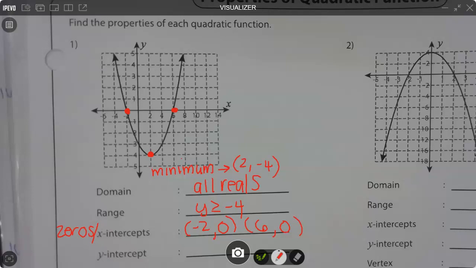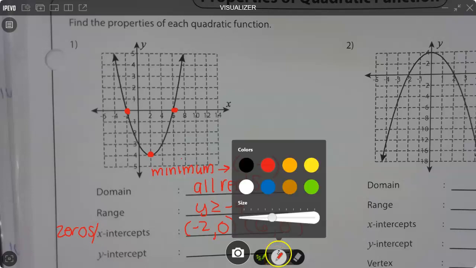If I asked you to describe these not as the x-intercepts, but as the roots, then you list them as x equals. So I ask you for roots, you tell me x equals -2, x equals 6. That's the difference. Zeros, x-intercepts are ordered pairs. Roots are x equals.